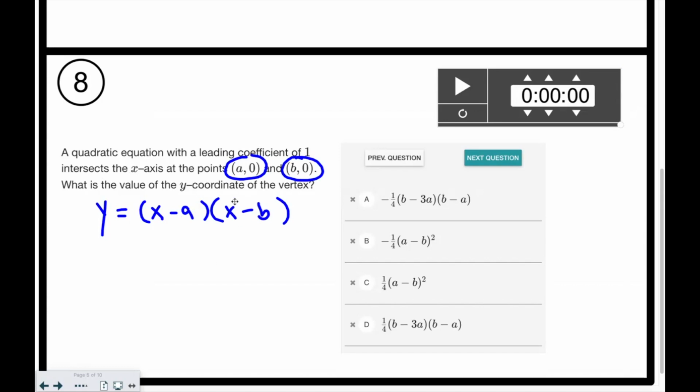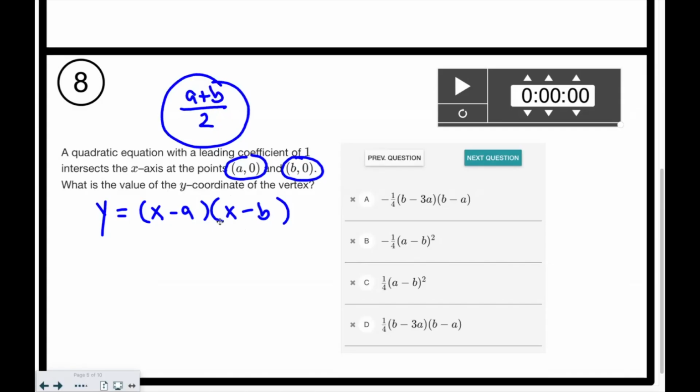Now, another important concept is this is an intercept form. When you're in intercept form, the x coordinate of the vertex is always the average of the x-intercepts. That's because a parabola is symmetrical, so wherever its x-intercepts are, the vertex is going to be in the middle, which is the average: a plus b over 2. Just to recap the important concepts here: if you have an x-intercept, x minus that intercept is a factor. When something's in intercept form, the average of the x-intercepts is the x coordinate of the vertex.